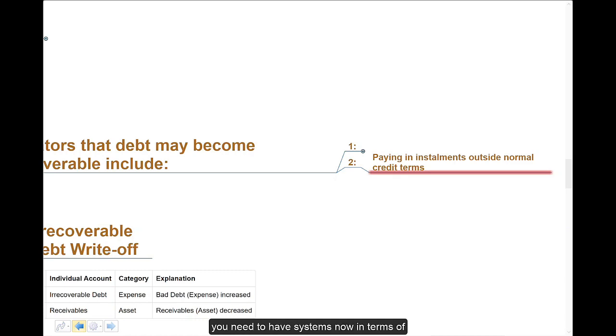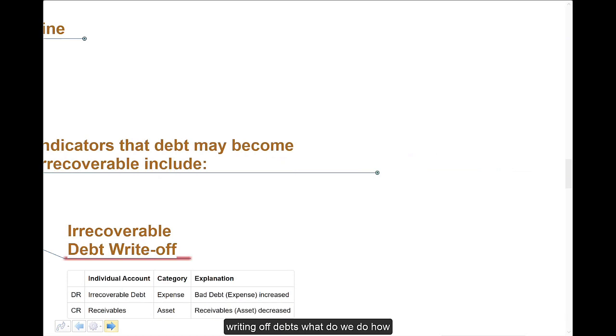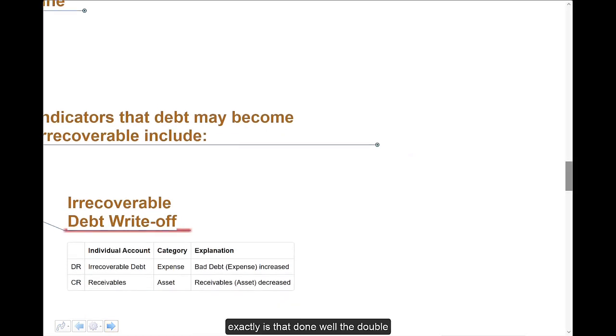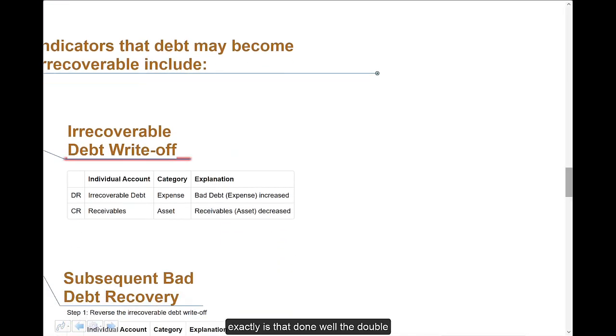Now, in terms of writing off debts. What do we do? How exactly is that done? Well, the double entry is quite straightforward. We know that we have a sale that was made on credit, so therefore we have an accounts receivable amount that is showing as being due. We need to get rid of that. We need to journal that out. What do we do? Well, writing off a debt is an expense. It's an expense to the business whether we like it or not.